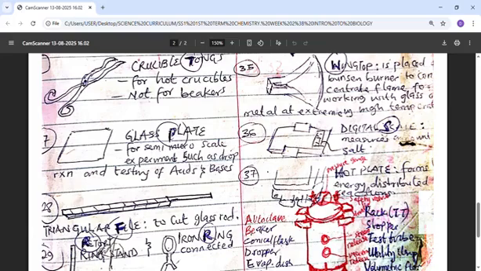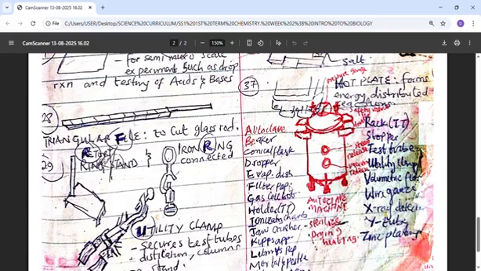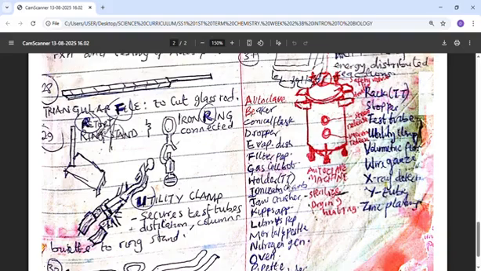The hot plate. This one, maybe you want to heat anything. You place it on your hot plate, just like cooking. Then this is the autoclave, that is used for sterilizing.